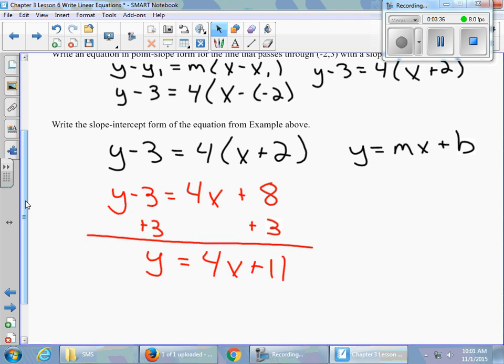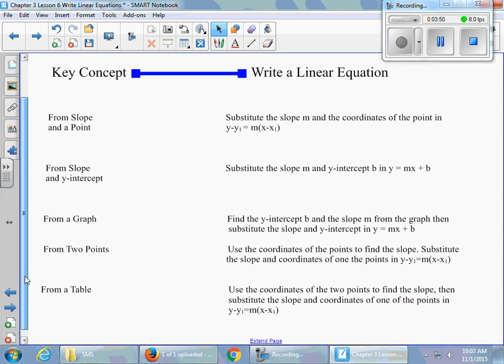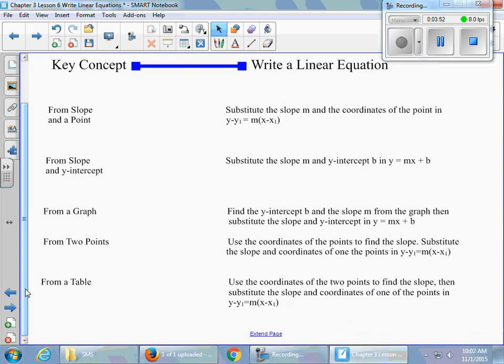Any questions? Please review the video, write any questions down, as we will be going over examples in class. And we're going to proceed to our next slide, which is another key concept. This is a very important one. Make sure you keep a hold of this one. This is how to write a linear equation. It's all the different ways that we can write a linear equation from a slope and a point.